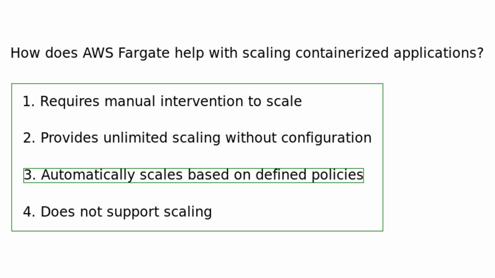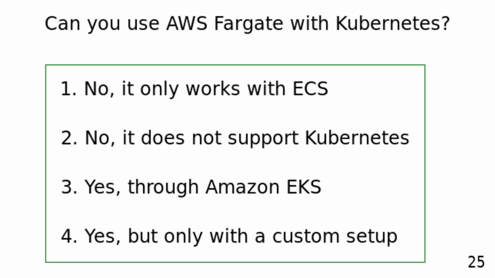AWS Fargate can automatically scale containerized applications based on policies defined by the user, making it easier to handle variable workloads. Can you use AWS Fargate with Kubernetes? No, it only works with ECS. No, it does not support Kubernetes. Yes, through Amazon EKS. Yes, but only with a custom setup.